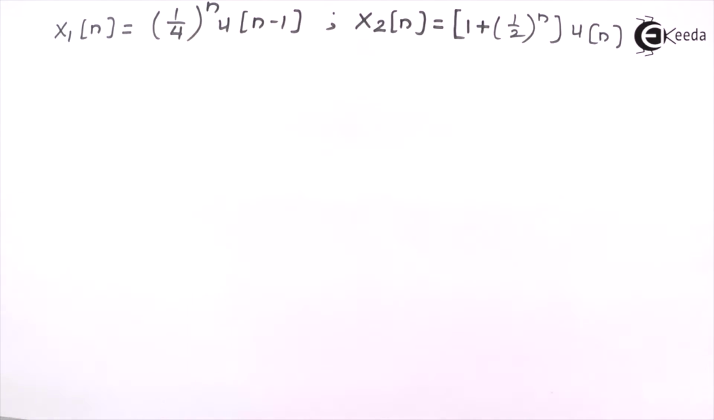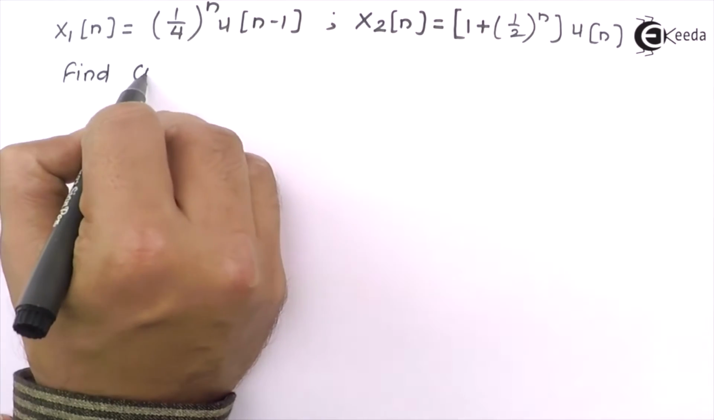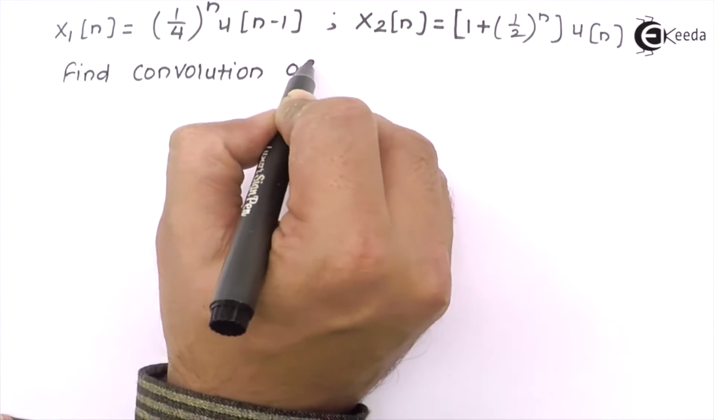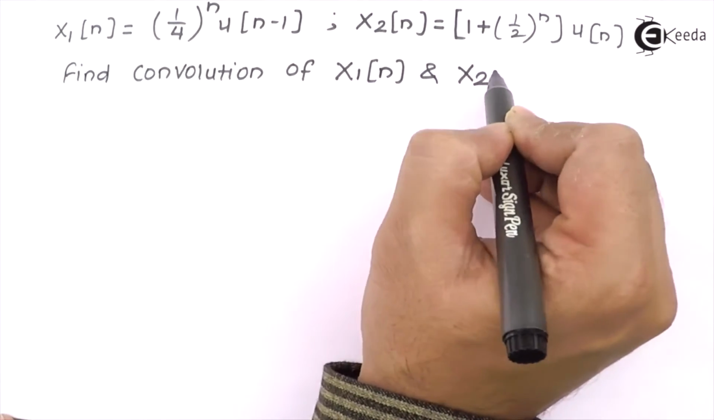Now the traditional techniques that we know are the graphical and tabular methods, but the tabular method we cannot use because it's not a finite length sequence, and for the graphical method we need to plot these complicated signals. So whenever such problems arise, Z transform is the most effective tool. Let's check how we can get a convolution of these two. Find the convolution of x1 of n and x2 of n.